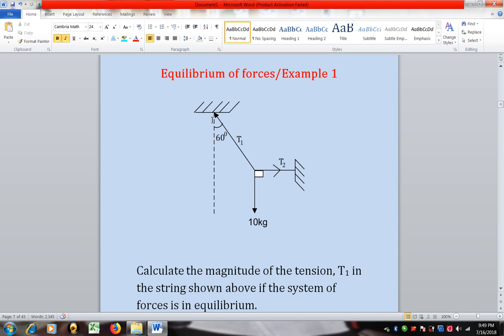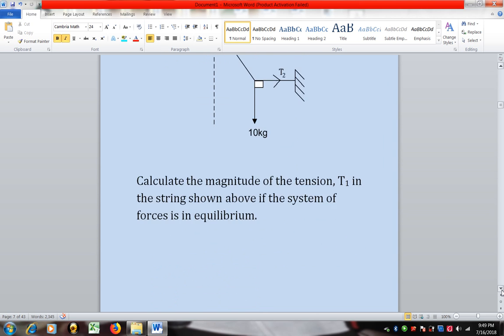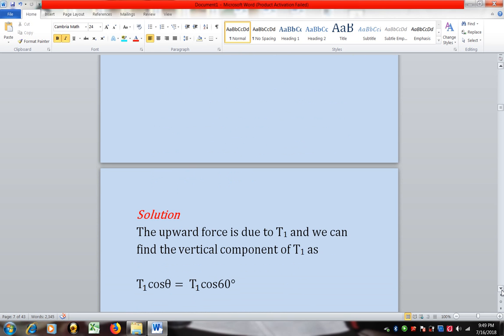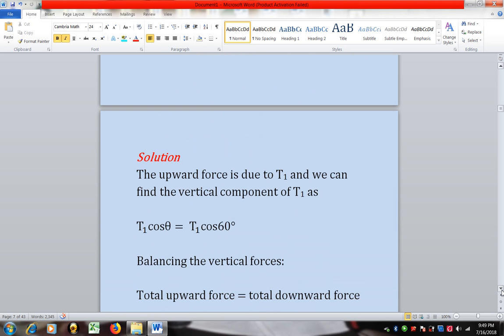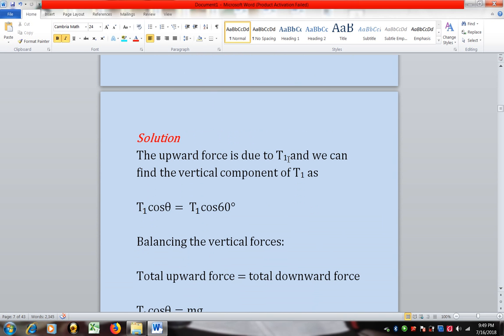Okay, so we have tension T1 on this string, tension T2 here, and the weight of the body acting vertically downward. You can also see that tension T1 is making angle 60 degree here with the vertical, right? So we are asked to find the value of T1. Now let's go. We can see that the tension due to T1 is an upward force.